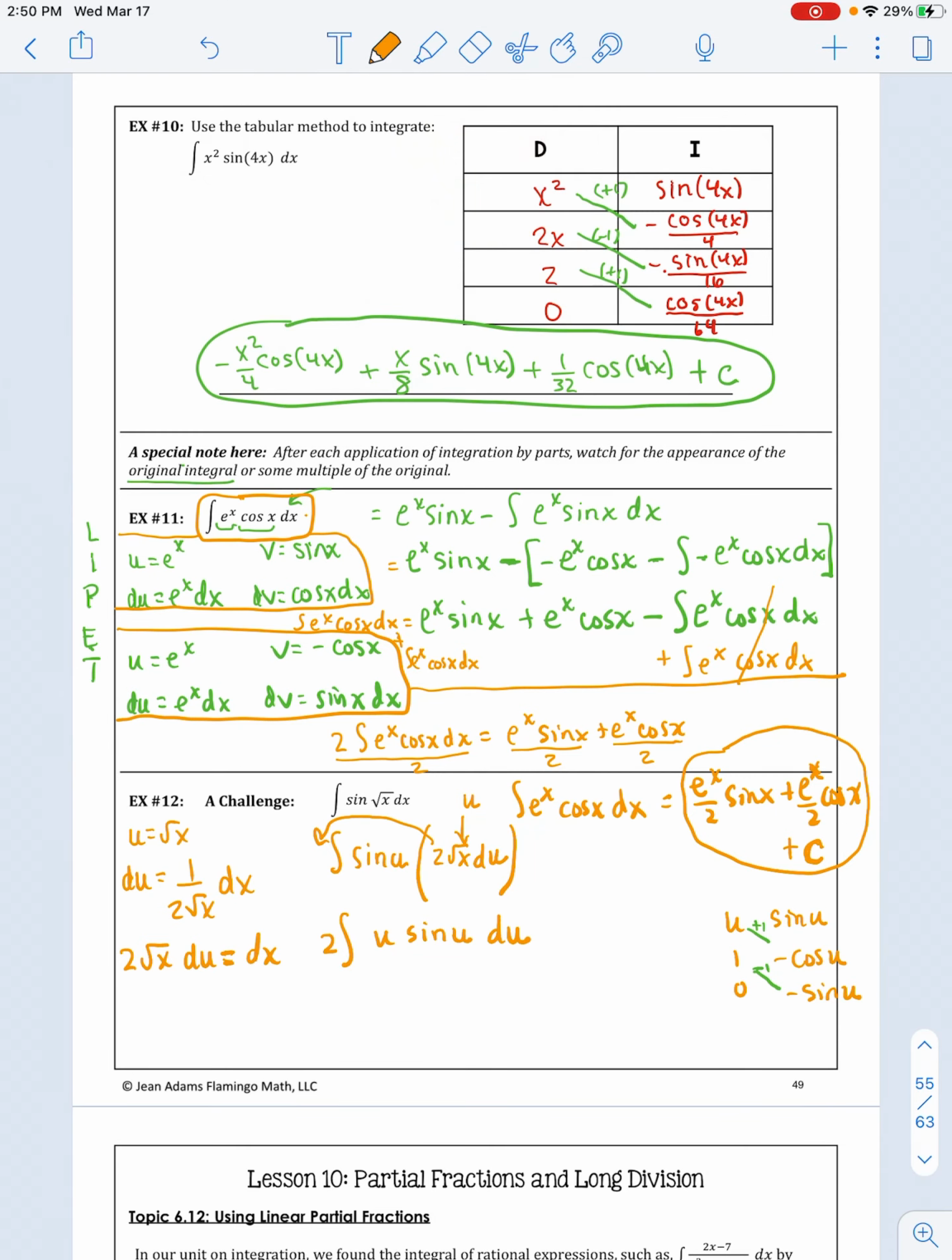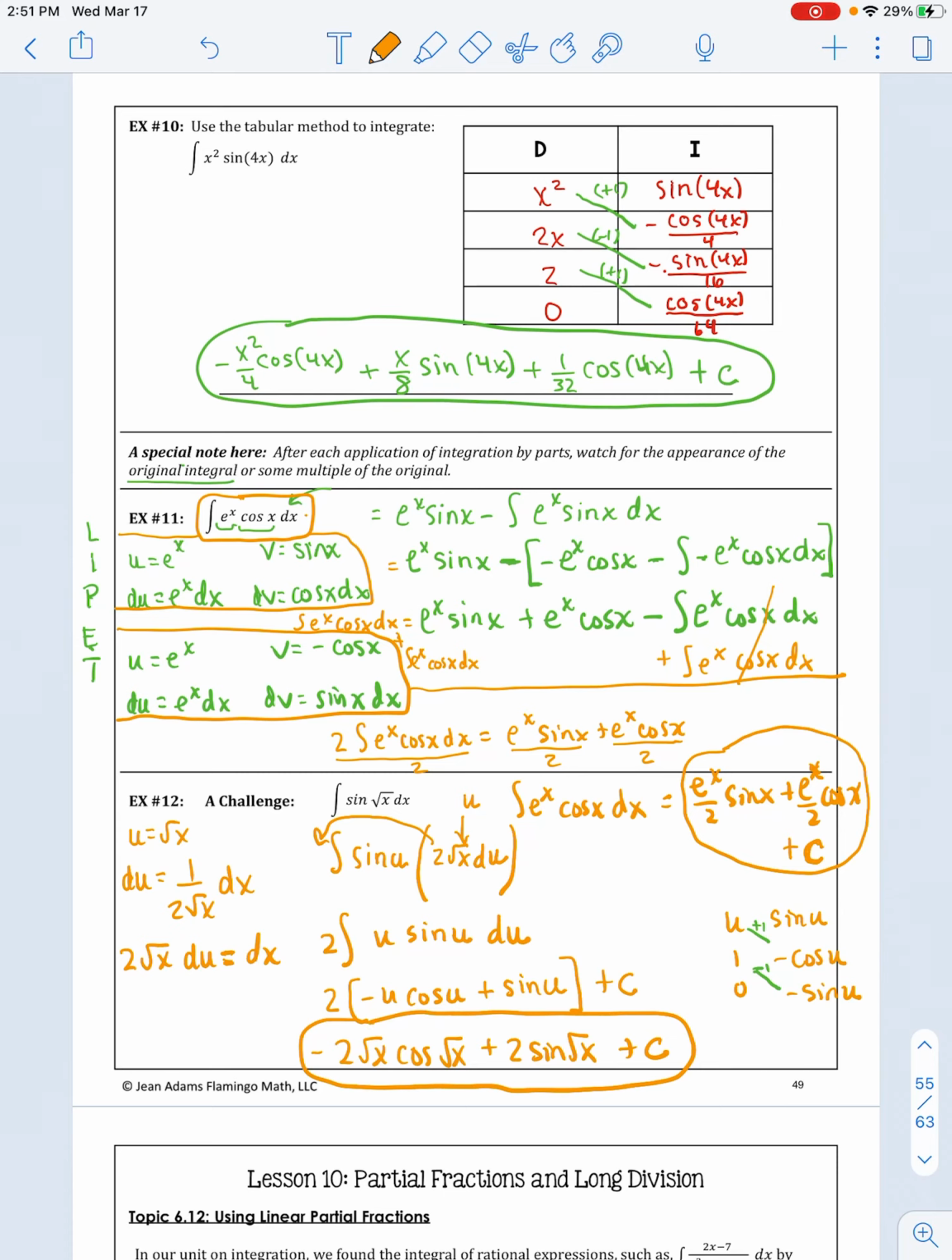So this is going to be 2, and then I've got my negative u cosine u, and then a negative times a negative is positive sine u, and then plus c. So now we need to distribute our 2 and put our u back in. So our u was the square root of x. And we did it.